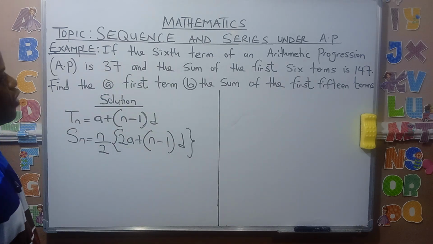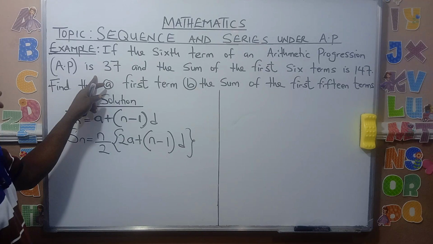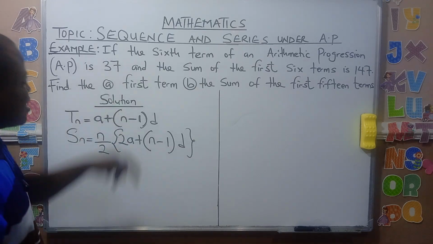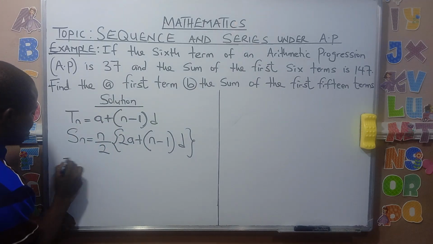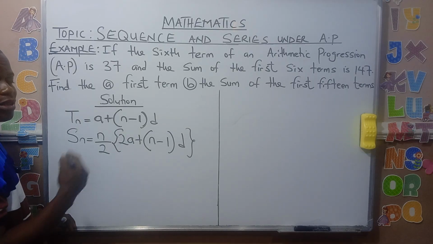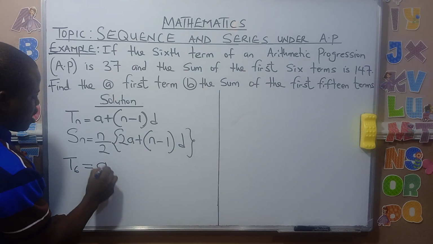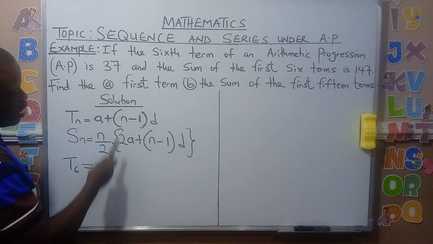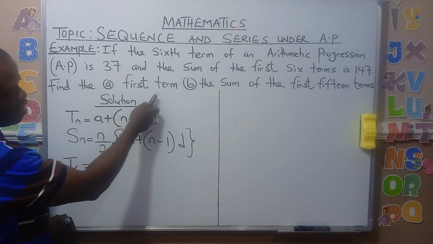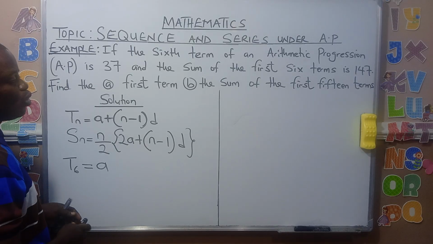If the sixth term of an AP is, the word "is" means equals to in the question. Now if the sixth term, we write T6. That's the meaning. We want to interpret the mathematical expression. T6 equals a. We don't have the first term. Look at the question: you have to find the first term and the sum of the first 15 terms. That means that we don't know the first term.